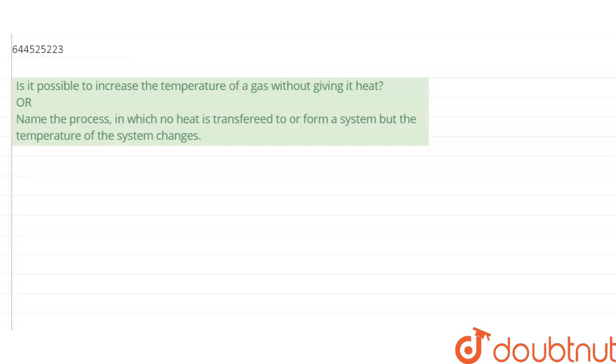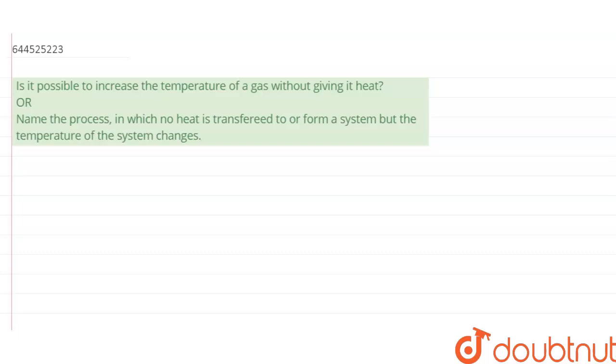Hello everyone, the question is on the screen right now and we are going to read the question first. The question is: is it possible to increase the temperature of a gas without giving it heat? Or in other terms, name the process in which no heat is transferred to or from a system but the temperature of the system changes. This question is from thermodynamics and this is really a conceptual question. Now let's start to solve the question.